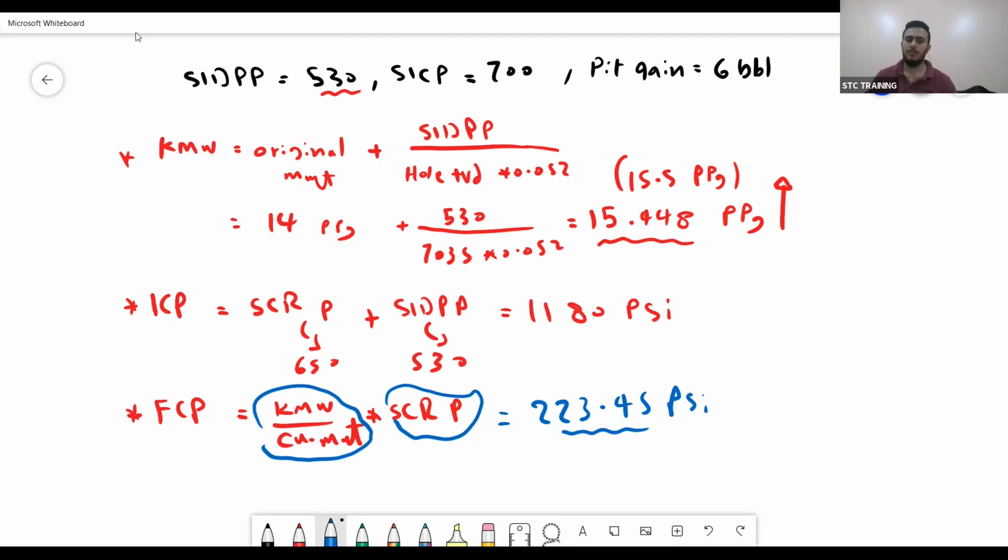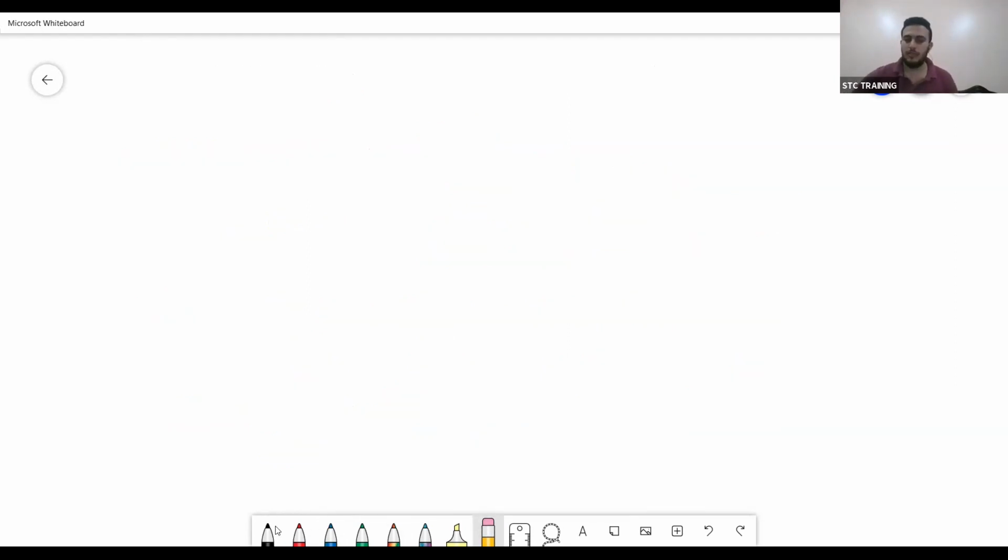Rounded up or down, guys? FCP. I think it will be rounded up again. Yes, this value will be rounded up to 224 PSI. Okay. Then the last thing is to calculate the pressure drop, delta P.